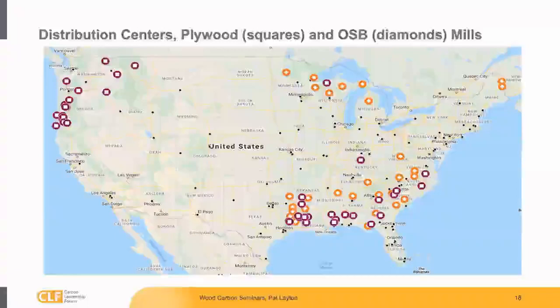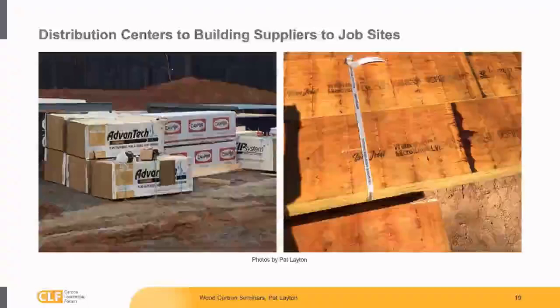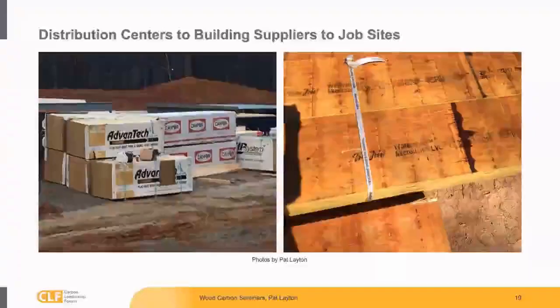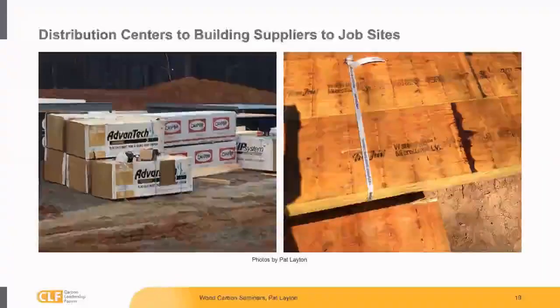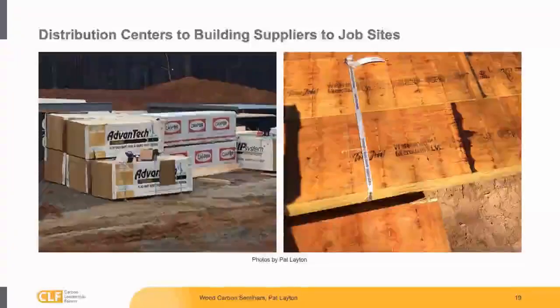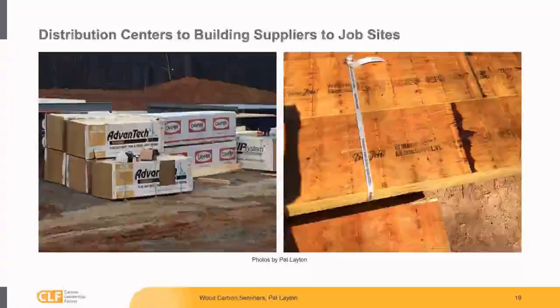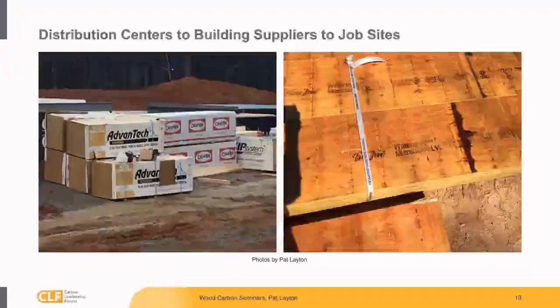So from the distribution center, they can go to a local building supplier for a residential job, or they may go directly to job sites. In this case, the photos are from my next door neighbor's house. I went out and looked at when they delivered their products. They delivered OSB, studs, and LVL products coming from all over, depending on what the architect had specified and then what had been built or purchased to meet those specifications by the contractor.